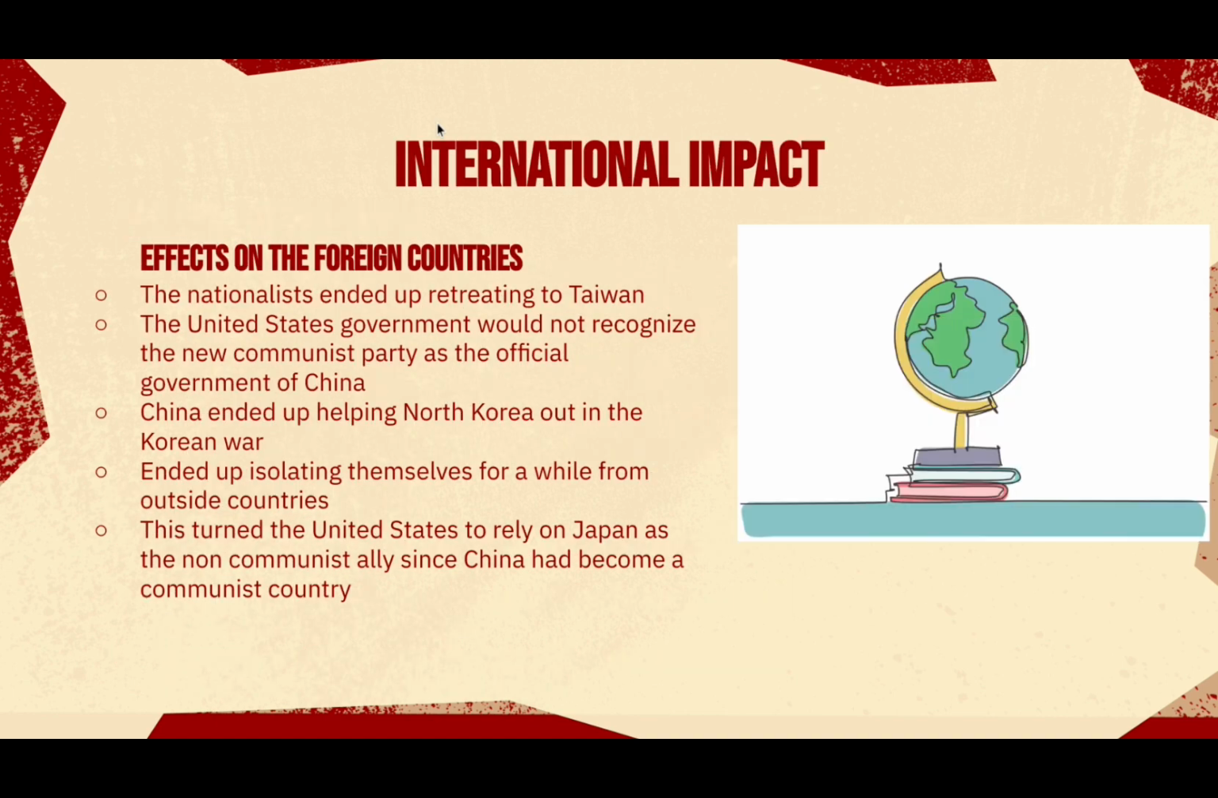International impact: nationalists did end up retreating to Taiwan. Most of them did because they didn't have much of the power at the end of the Civil War. But China did end up not being allies anymore with the U.S., as during World War II they were allies with them to fight against Japan. But now that they were an official communist party afterwards, officially the U.S. did not want to have to do anything with them. They did not want to be allies with a communist country.